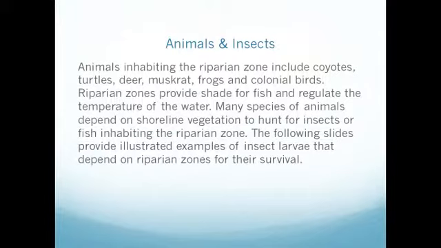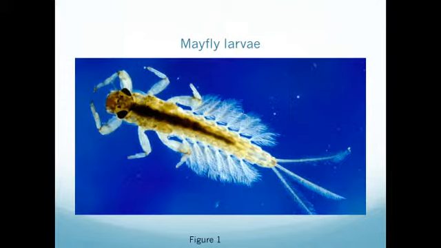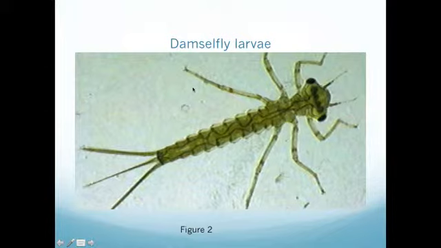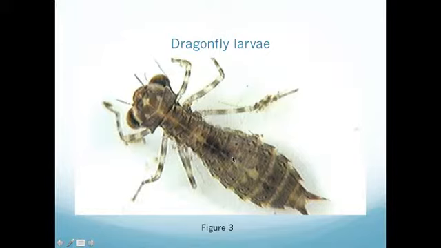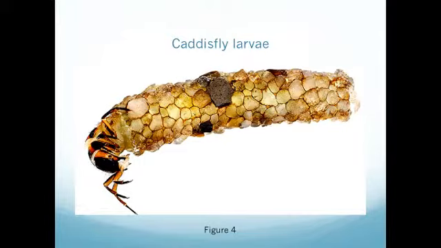The following slides provide illustrated examples of insect larvae that depend on riparian zones for their survival. The mayfly larvae, represented by figure 1. Figure 2 represents a damselfly larva. Figure 3 represents a dragonfly larvae. And figure 4 shows a caddisfly larvae, which is actually enrobed in its cocoon that is composed mainly of pebbles and sticks and other matter that might be found along the benthos.